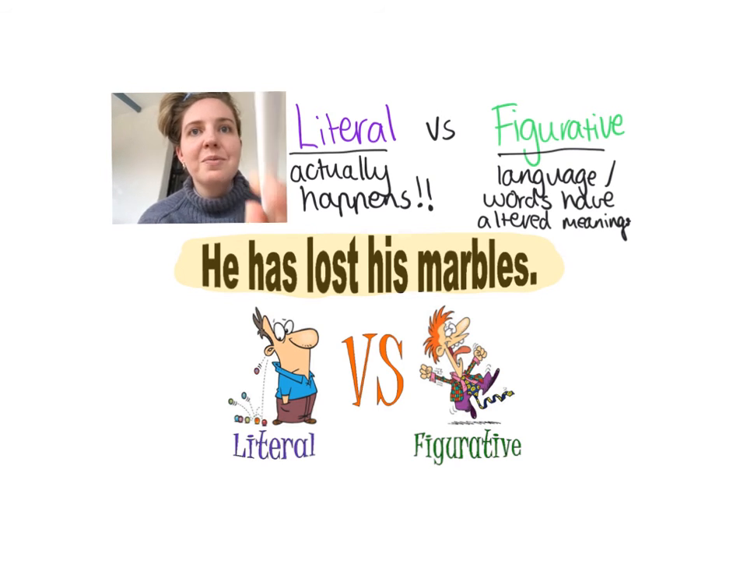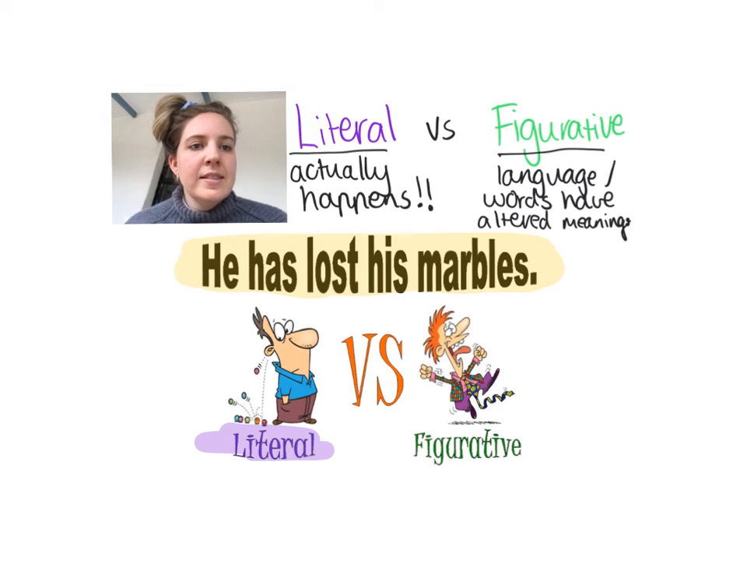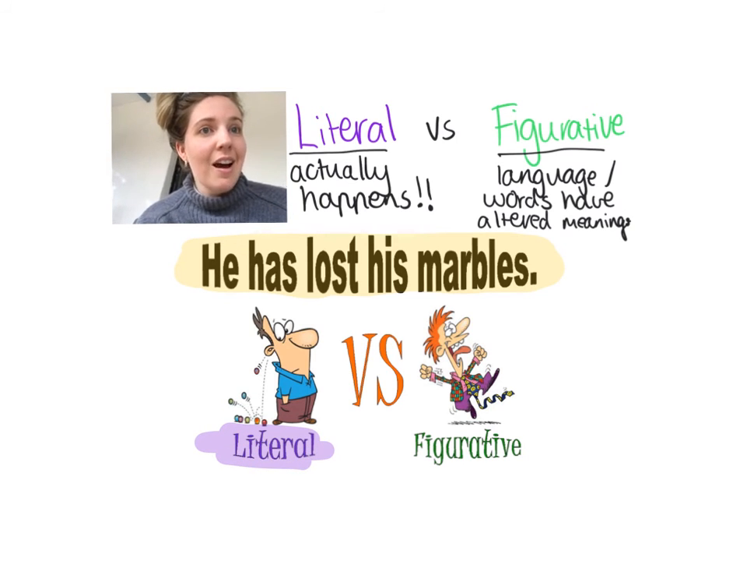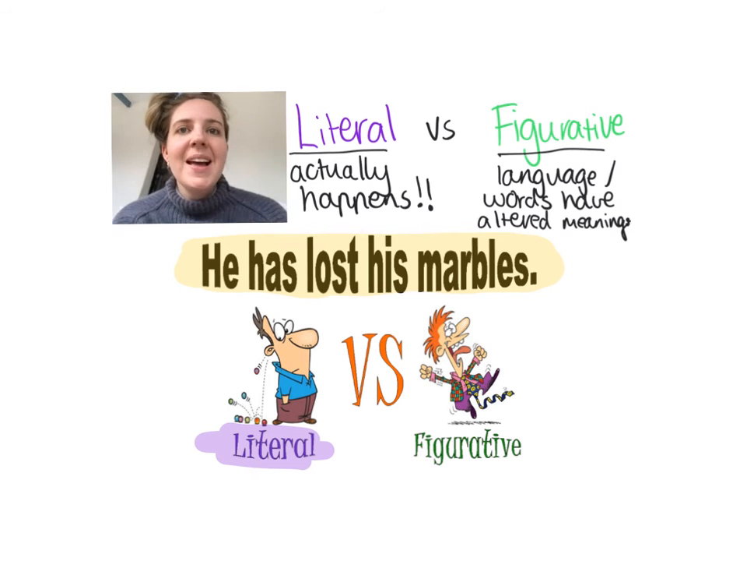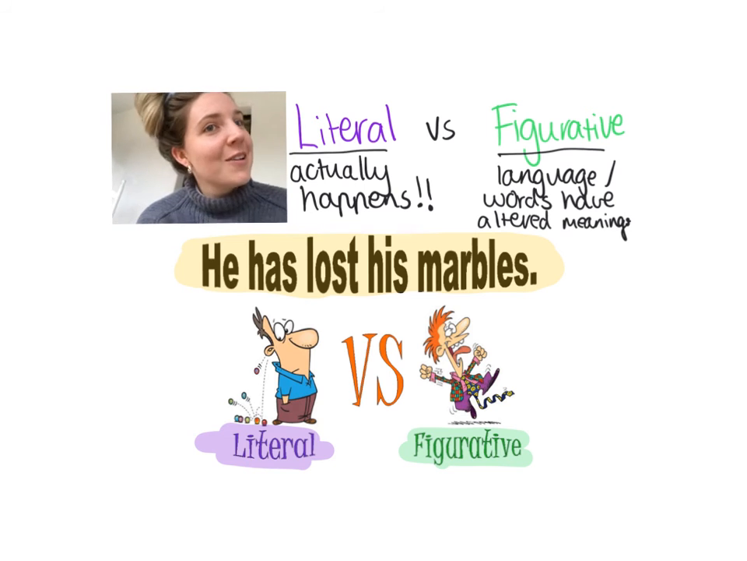Now I'm just going to show you the picture underneath that actually describes the meaning. And we've got it here. So on the left-hand side, we have our lovely man losing the marbles out of his ear. And that's the literal meaning, so it's actually happening to him. And then on the right-hand side, you might have written this down in the book, is our figurative.